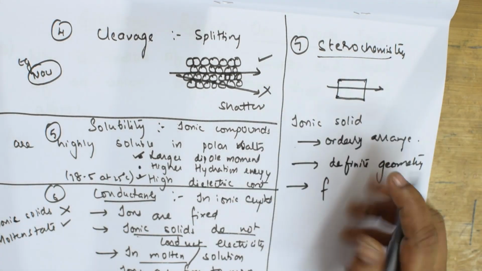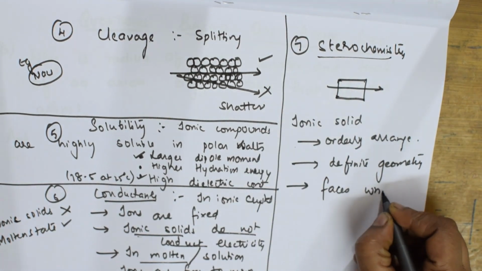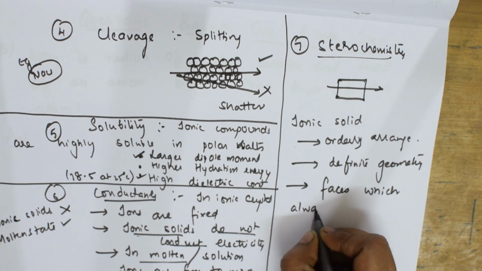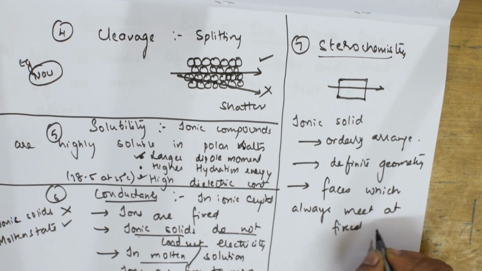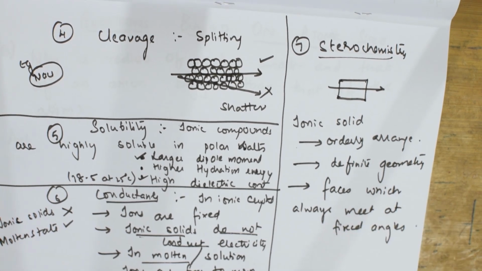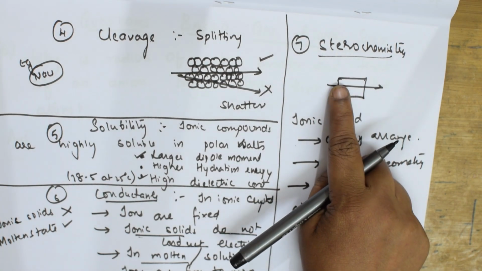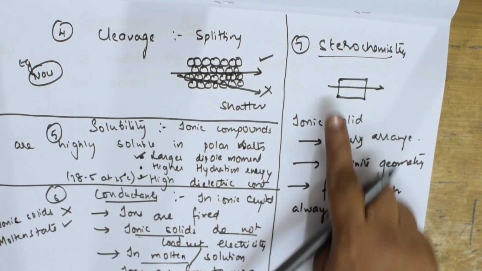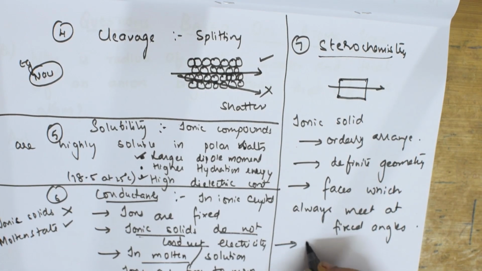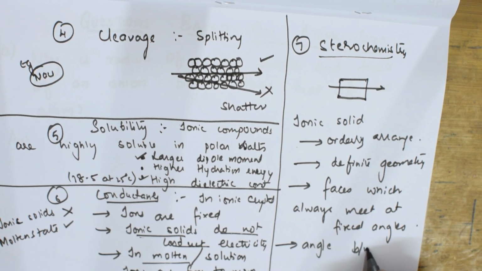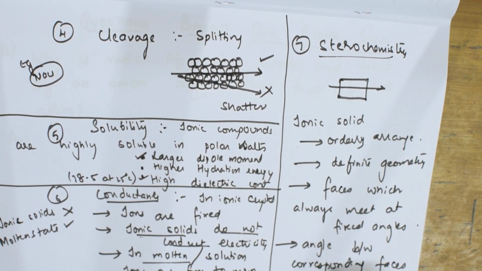These faces always meet at fixed angles. Correct? Done. Now, the angle between the corresponding pair of faces is always the same. The angle between corresponding faces is always the same in all crystals.